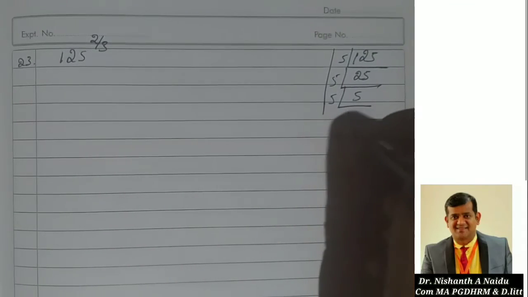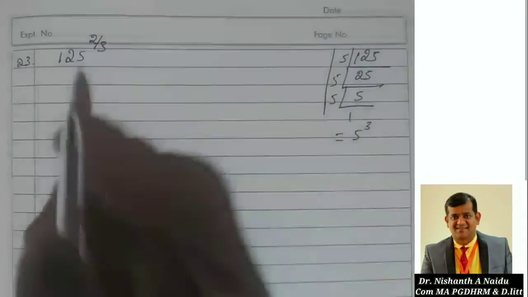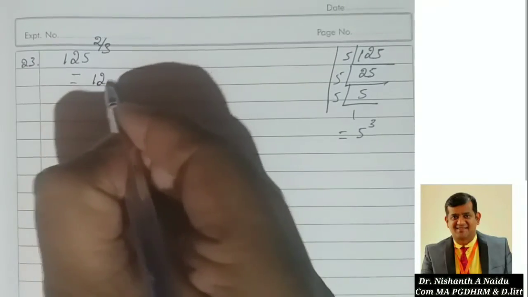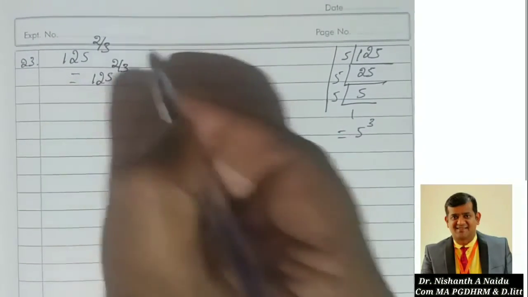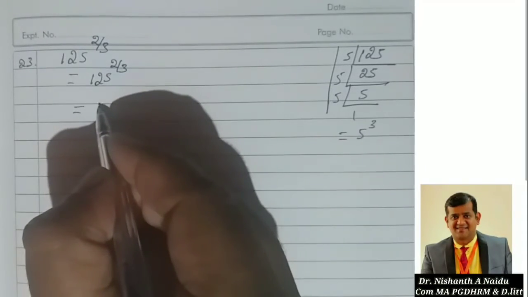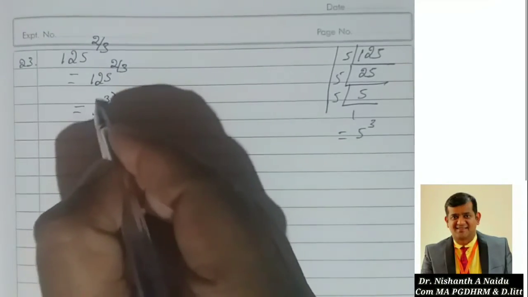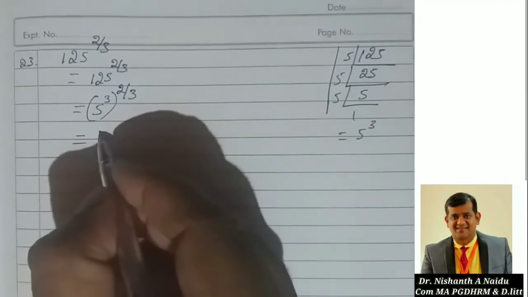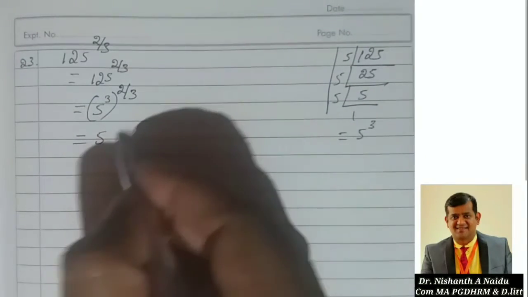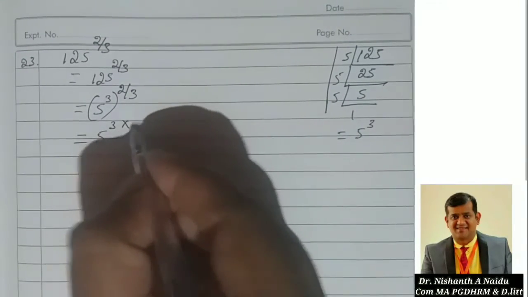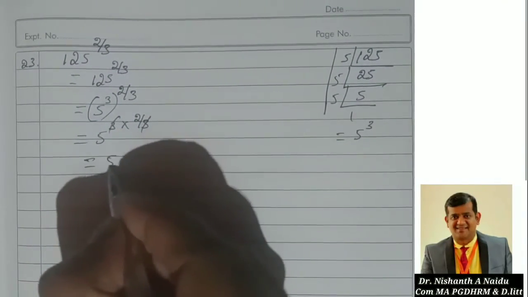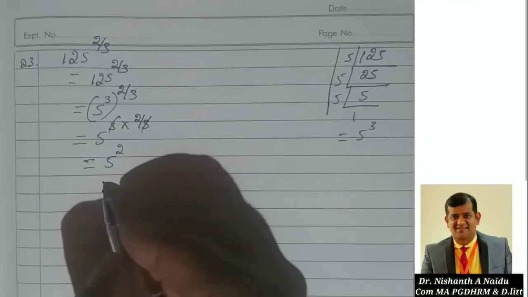So that is equal to 5 to the power 3. So what is the LCM value of 125? That is 5 to the power 3, correct? So 125 to the power 2 divided by 3, when we convert into the LCM, becomes 5 to the power 3 whole power 2 divided by 3. Next multiply, because m into n, so that is 5 to the power 3 into 2 divided by 3. So 3 and 3 get cancelled here. So the left out is 5 to the power of 2.